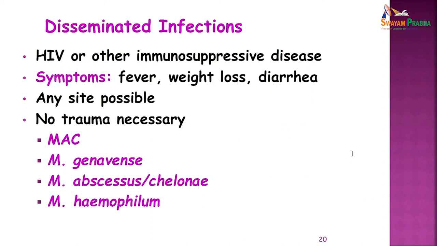Disseminated infections are seen in severely immunocompromised individuals, where they may present with fever, weight loss, diarrhea. Any site can be affected. The common organisms implicated in disseminated disease are Mycobacterium avium intracellulare complex, M. genovense, M. abscessus, M. chelonae, rapid growers, and M. haemophilum.